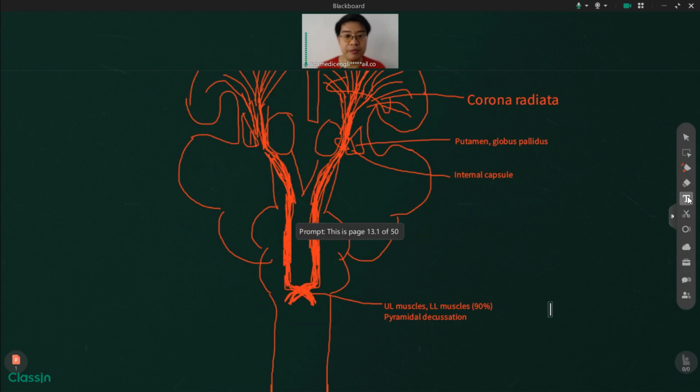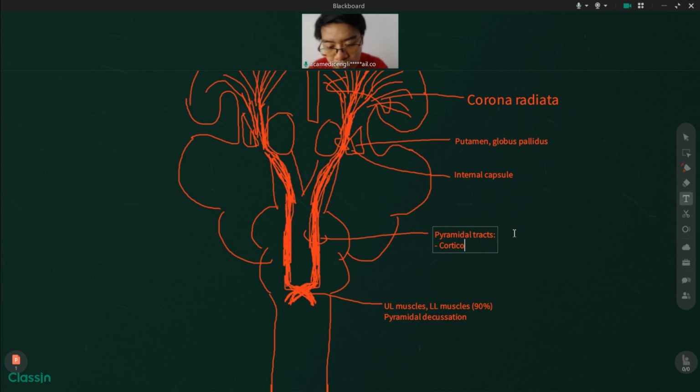Why? Because all of this tract right there, you call it the pyramidal tract. And there are two types of pyramidal tracts. Number one is the corticonuclear or corticobulbar tract that goes to the nuclei of the brainstem and controls the movements of, for example, the eyes, the mouth, things like that, right? But then you will have another type that goes to the spinal cord, so you call it the corticospinal tract.